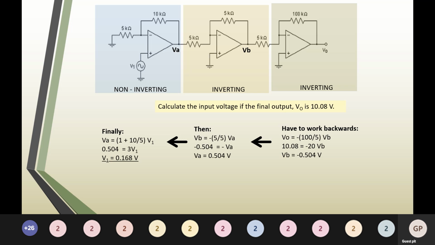Now the output is given. How to find the input? On this side I know the output signal, so I should find the input here. We have to backtrace one by one. First evaluate the last circuit: since I know the output and all the resistor values, find the input. Then, knowing the output of the second one with its resistor values, calculate its input. And with this output and the resistor values, calculate the input of the first. That is the procedure. Just make a try.